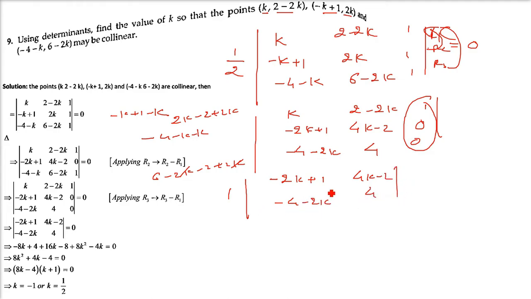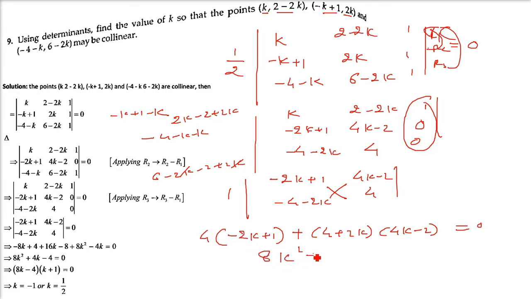Let us cross multiply: 4 into (-2k + 1), minus (-4 - 2k) into (4k - 2), and this is going to be 0. Whatever multiplication you do, the final will be 8k² + 4k - 4 = 0. So this is the whole multiplication. Just recheck it once you do it. This is going to be the final expression.